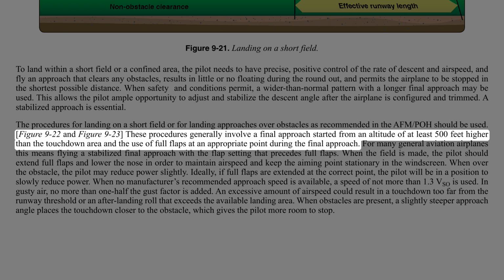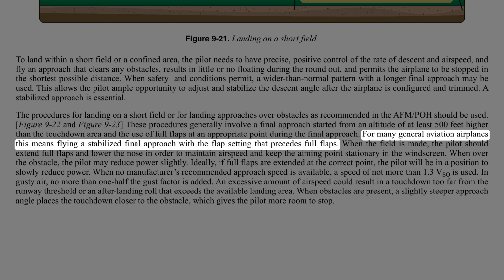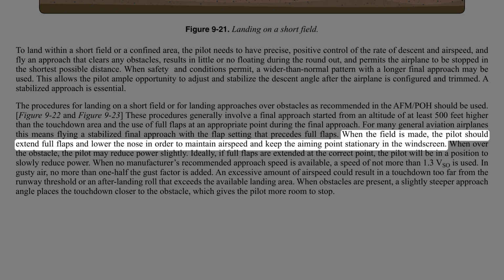These procedures generally involve a final approach started from an altitude of at least 500 feet higher than the touchdown area and the use of full flaps at an appropriate point during the final approach. For many general aviation airplanes, this means flying a stabilized final approach with the flap setting that precedes full flaps. When the field is made, the pilot should extend full flaps and lower the nose in order to maintain airspeed and keep the aiming point stationary in the windscreen.